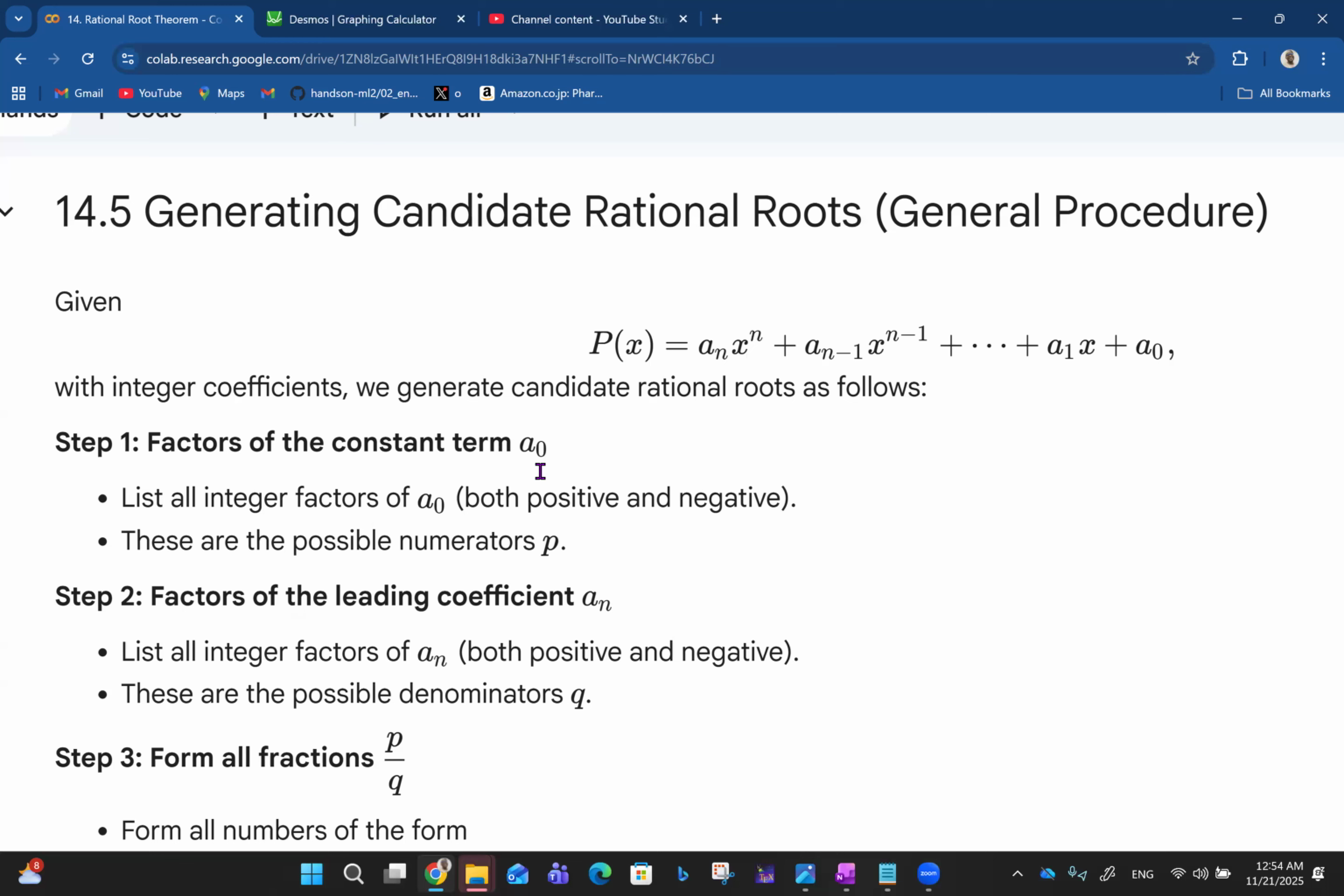So factors of the constant term a naught: list all integer factors of a naught, both positive and negative. These are the possible numerators P. Then step 2, factors of the leading coefficient a n: list all the integer factors of a n, both positive and negative. These are the possible denominators Q.